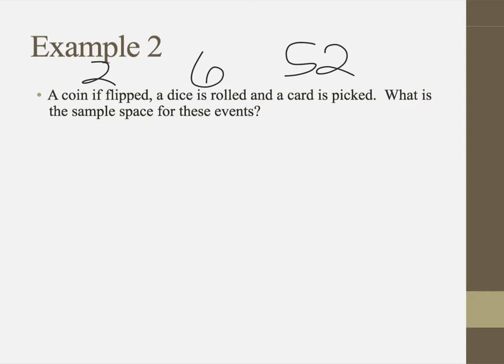All right, so what am I going to do with all of these wonderful numbers to find out the total possible outcomes? We'd multiply them. 2 times 6 times 52. Off the top of my head, that's 624. Very nice.